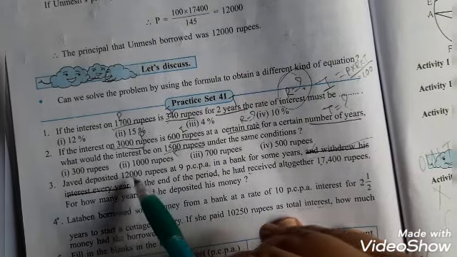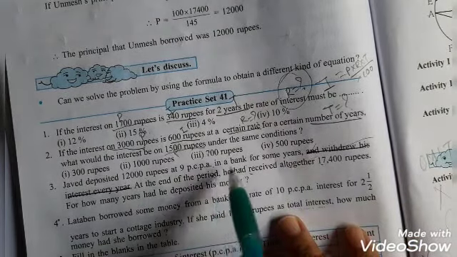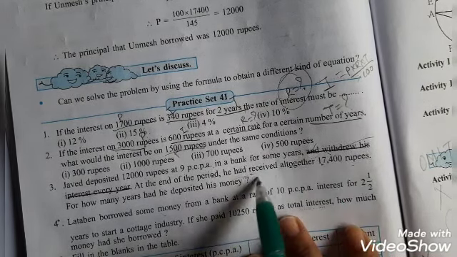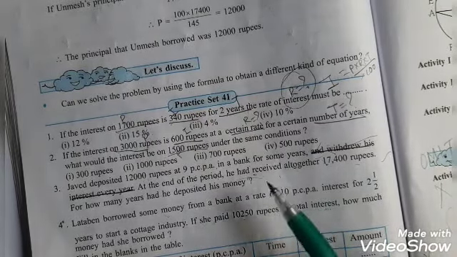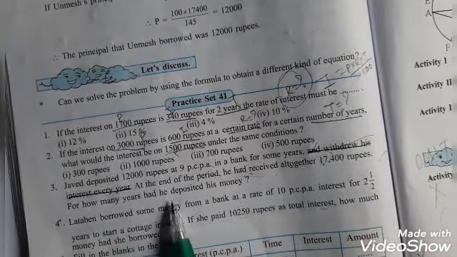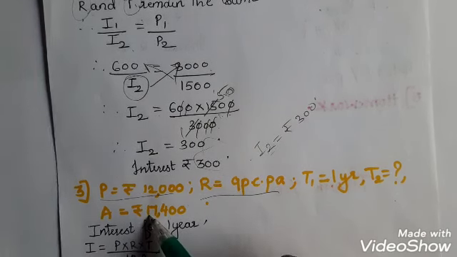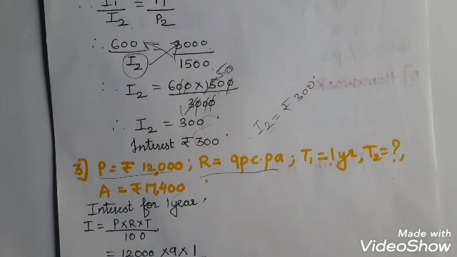Javed deposited rupees 12,000 at 9 PCPA in a bank for some years. At the end of the period, he had received altogether rupees 17,400. So at the end means when the period gets over. Okay, at the last he gets rupees 17,400. For how many years had he deposited his money? So we have to find the time. Okay, he gets the total amount together, 17,400 at the end of the period, and we have to find for how many years he had deposited his money.